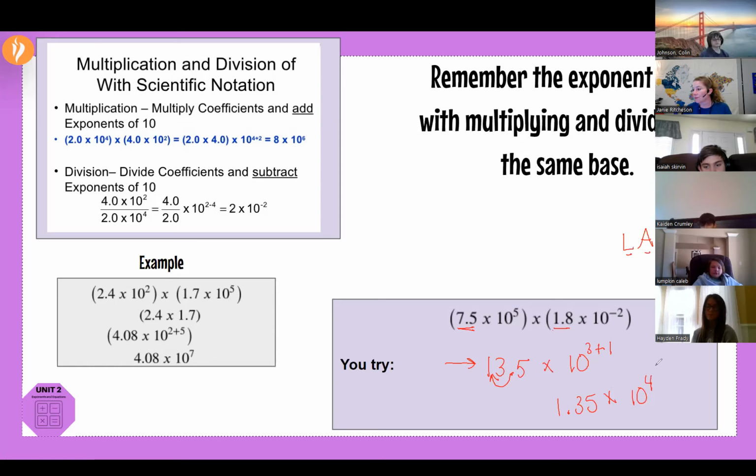Okie dokie. So multiplying and dividing is easy as far as the exponents don't have to be the same, but you always have to double check your final answer and make sure it's written in scientific notation form.